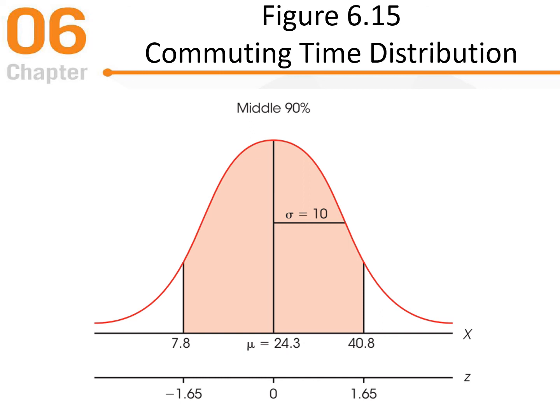Now, it's very easy to find the other z value because it's symmetrical. So if it's 45% on the right, it has to be 45% on the left, which gives me negative 1.65. So they're just mirror images. We'll just change the sign.